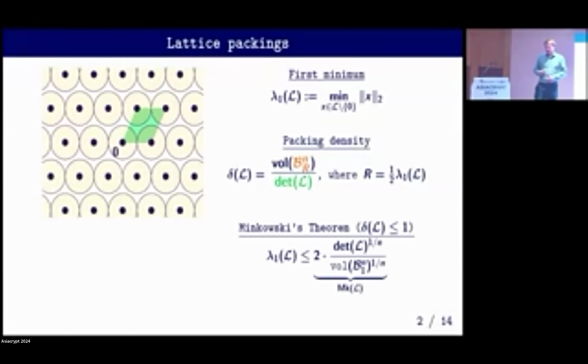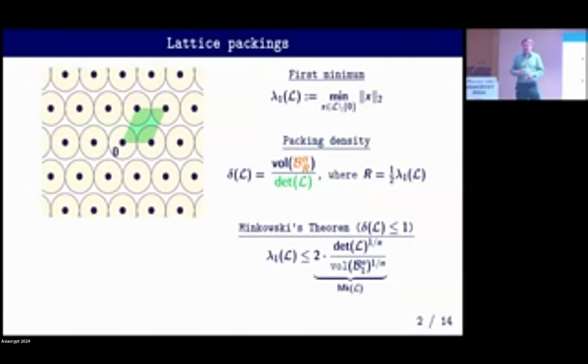And if you look at such a density, of course, the density can be at most 1. The density cannot go above that. And in fact, this is what gives you Minkowski's theorem for this specific case, if you just write down the inequality yourself. And what this does, it gives you an upper bound on the length of this first minimum with respect to the normalized determinant of the lattice.